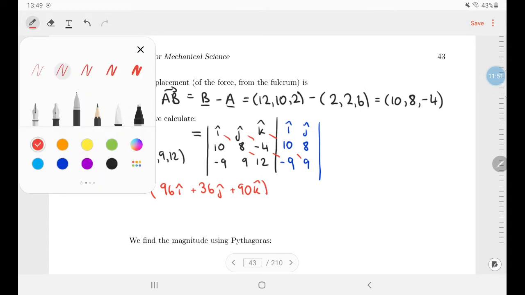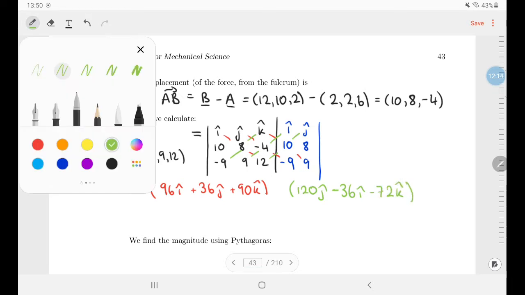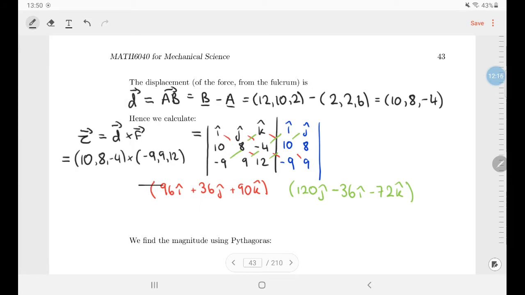Take away the left down diagonals: j by 10 by 12, i by minus 4 by 9, k by 8 by minus 9. So the first one, 10 by 12 is 120 times j. The second one, 9 by minus 4 is minus 36 times i. And finally, 8 by minus 9 is minus 72 times k. And we'll tidy this up, and this will be our moment vector.